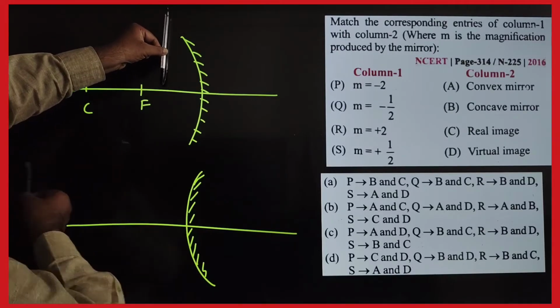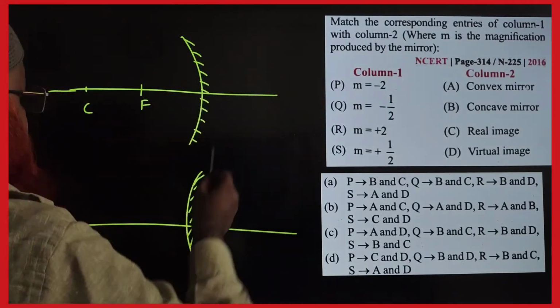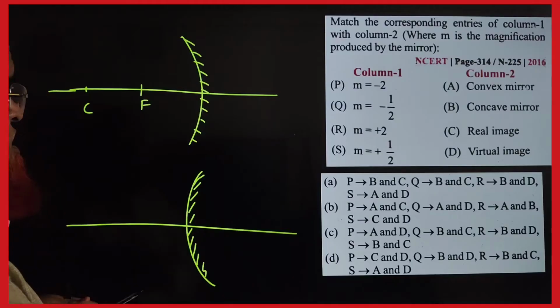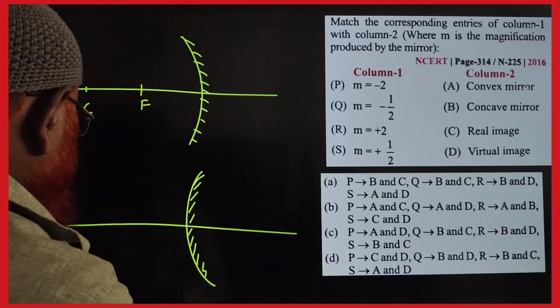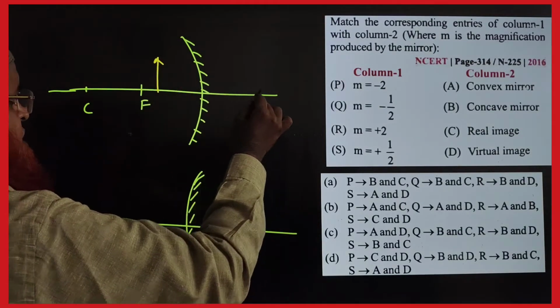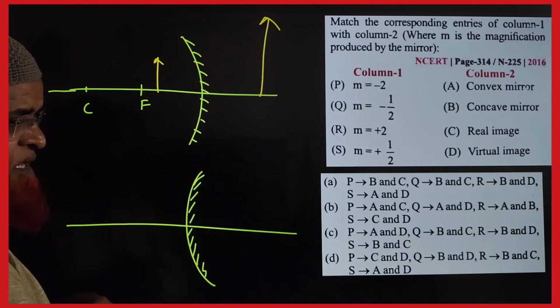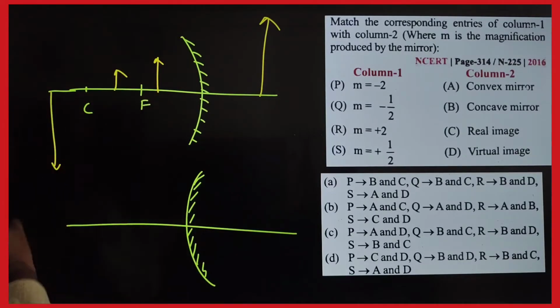ऑब्जेक्ट बिटवीन F एंड पोल हो, तब इमेज यहां पर फॉर्म होता है, और दैट इज सेड टू बी द वर्चुअल इमेज. ठीक है? तो वर्चुअल केस कब आ रहा? When you are taking an object here, you are getting a virtual case. Okay? So when you are taking an object here, you are getting an inverted case.